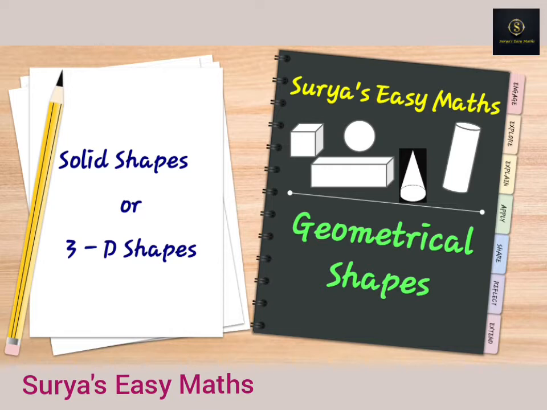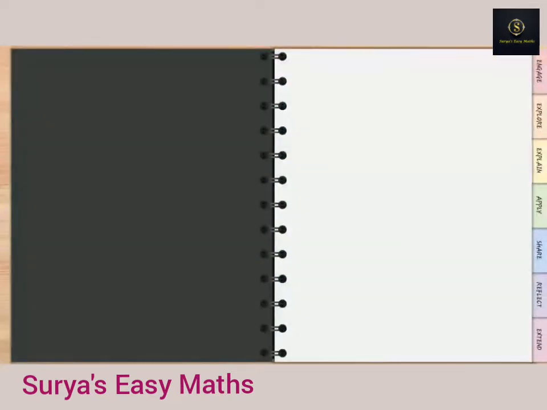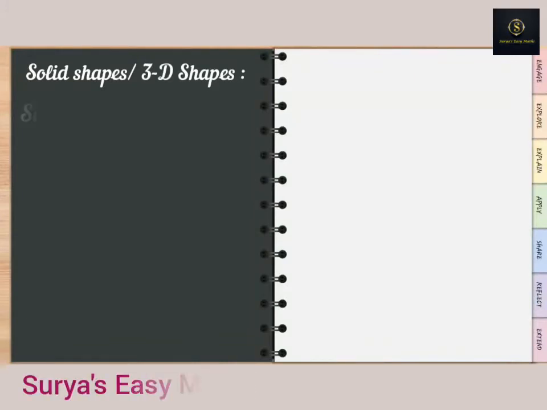Children, what did we study in the previous video? Do you remember? Yes, we studied about shapes, that there are two types of shapes, plane shapes and solid shapes. And we studied about plane shapes and their properties. So today we are going to understand about solid shapes or 3D shapes. So children, let us see the characteristics of solid shapes.